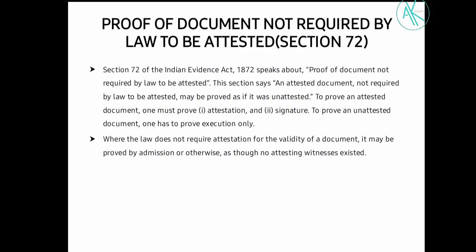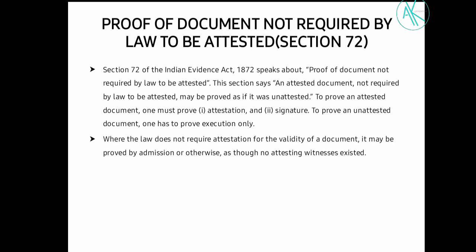Under Section 72, proof of documents not required by law to be attested. Section 72 of the Evidence Act 1872 speaks about proof of documents not required by law to be attested. This section says an attested document not required by law to be attested may be proved as if it was unattested. To prove an unattested document, one must prove attestation and signature.